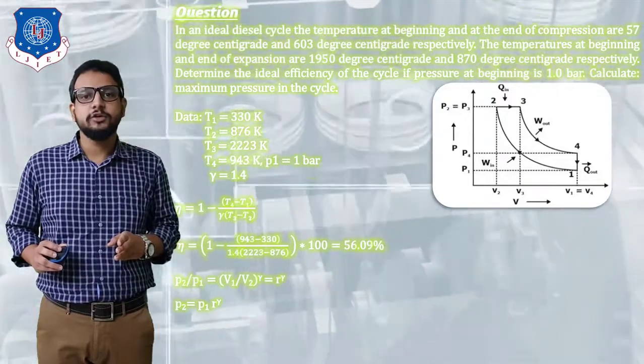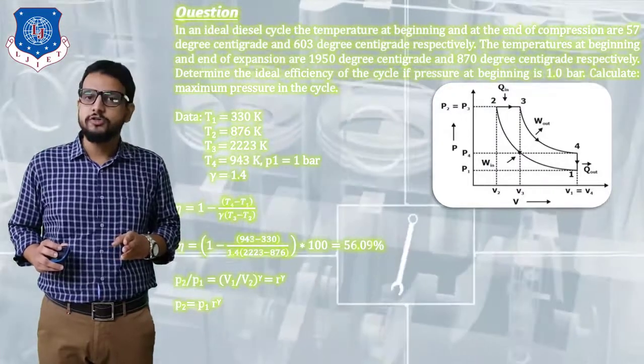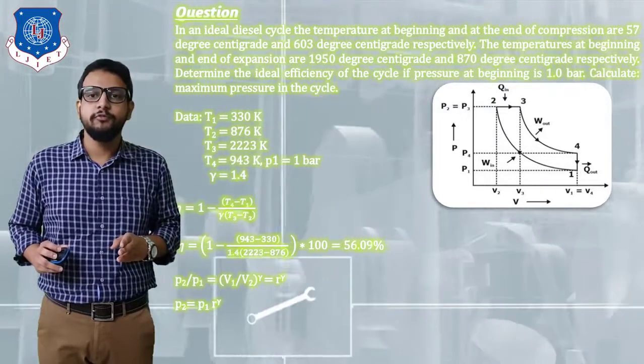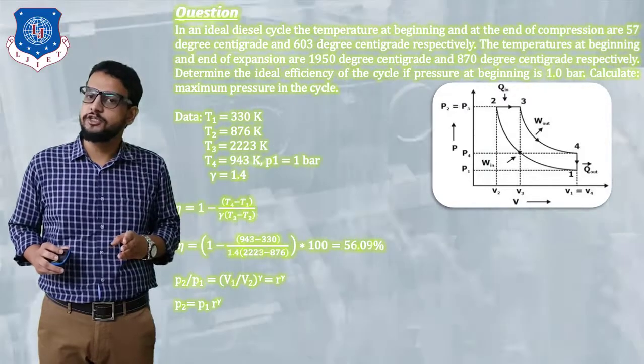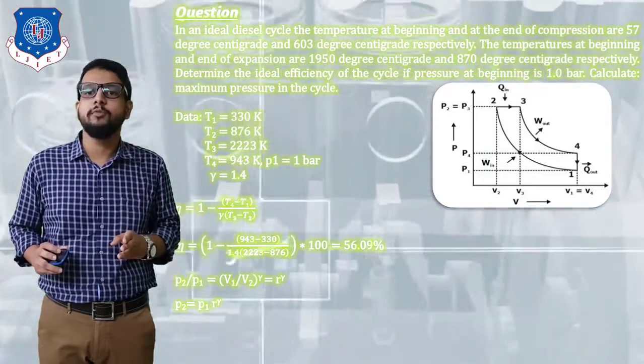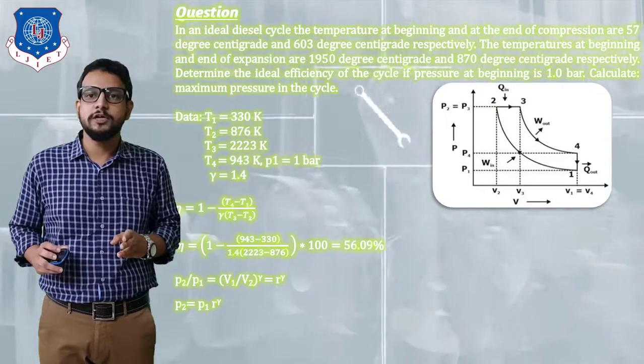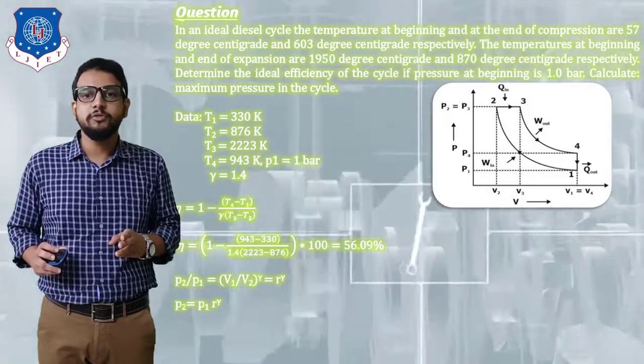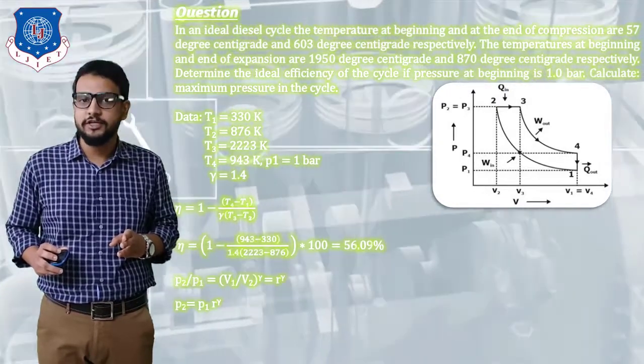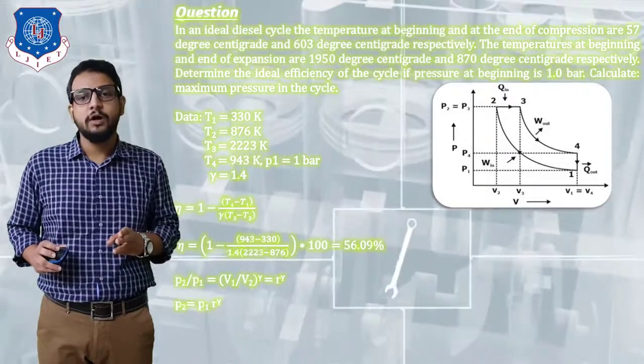The next task is to determine the maximum pressure. Now observe the PV diagram carefully. At which point can we get maximum pressure? We can say that at point number 2 and point number 3, which are the same, P2 is equal to P3, which is our maximum pressure, which we need to find out. So how can we do that?